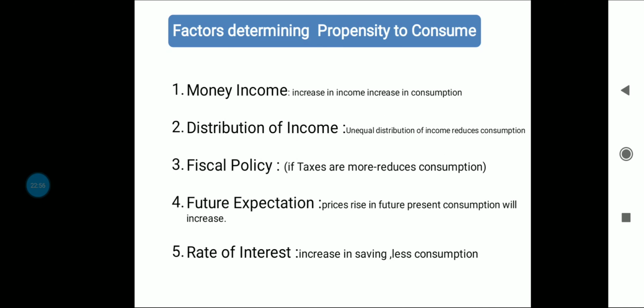So, dear learners, this is what the consumption function and the propensity to consume is all about. A very important and very relevant topic before we start the determination of income, output, and employment session.